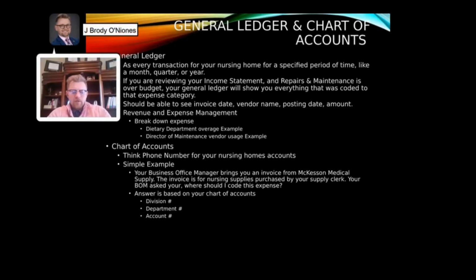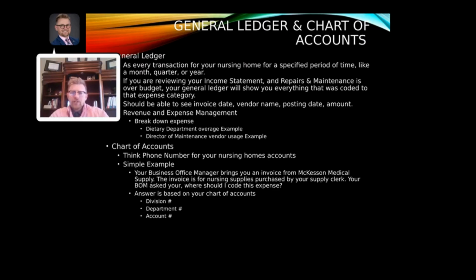All right, guys. So we've covered the income statement, the balance sheet, the statement of cash flows. Did a brief dive into that. There are two more topics that I want to cover because they directly correlate to those financials. The first one is the general ledger. Now, the general ledger is very simple to understand. The general ledger should have every single transaction of your nursing home for that specific period of time.